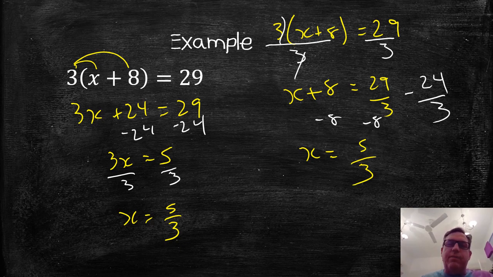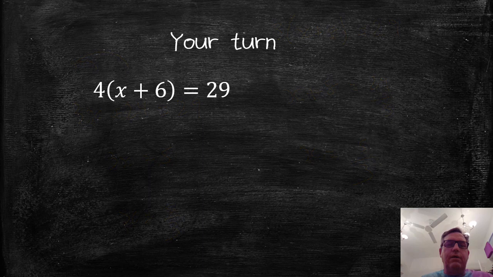So as you can see, sometimes it's going to be easier to expand the brackets than divide first. My general rule is if you're going to divide by the number in front of the bracket and you're not going to get a whole number on the other side, don't do it. Expand the bracket first. Life will be easier. You try this one, pause the video, try this one, and then see how you did.